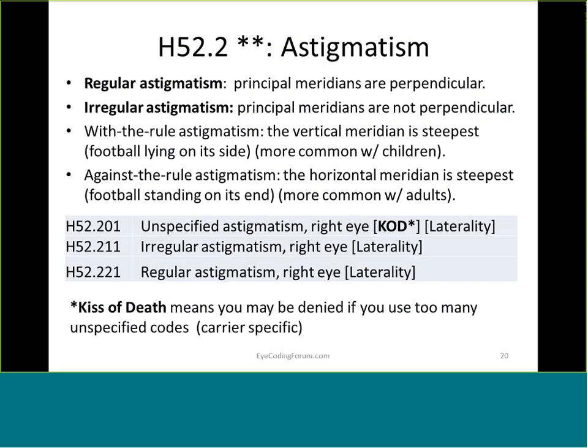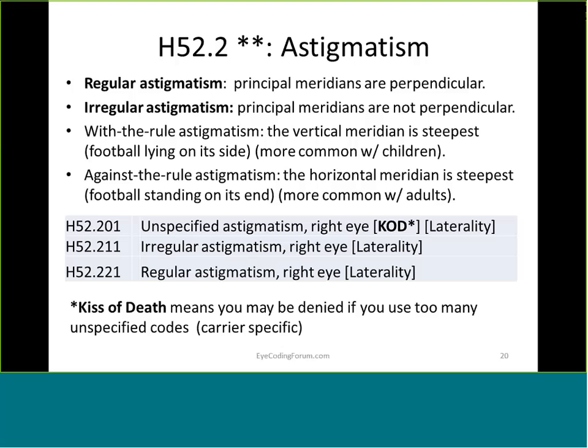Astigmatism, very, very popular. There are 2 types, and then there is a code for unspecified astigmatism, which on the screen I have KOD, which means kiss of death, means you may be denied if you use too many unspecified codes, and that's going to be carrier specific. I recommend reporting either regular astigmatism, where the principal meridians are perpendicular, or irregular astigmatism, where the principal meridians are not perpendicular.